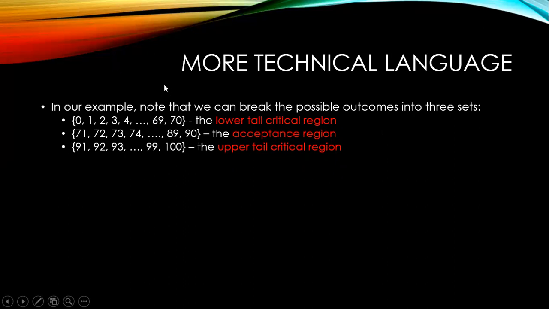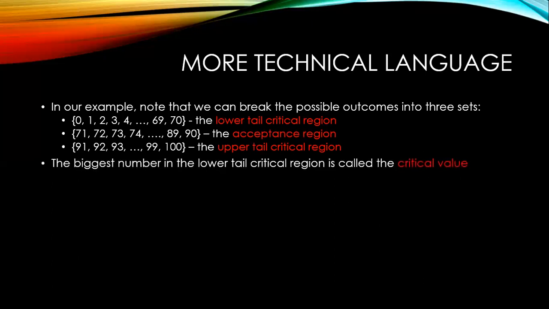The lower tail critical region is the smallest numbers in our critical region, so 0 up to 70. But the big numbers in our critical region, 91, 92, 93, up to 100, this is the upper tail critical region. And the numbers in between are the numbers in the acceptance region. So the acceptance region splits our critical region into 2: the lower tail of our distribution of numbers, and the upper tail of our distribution of numbers.